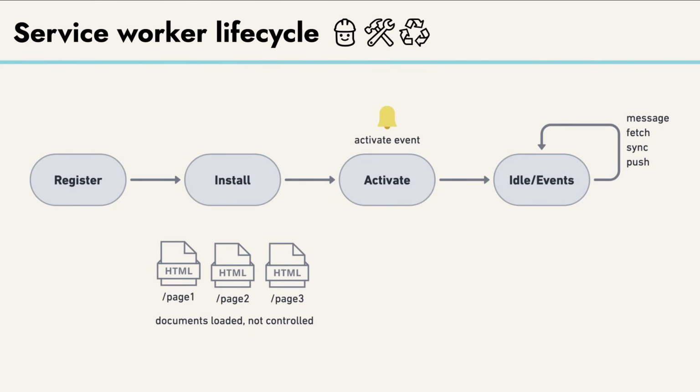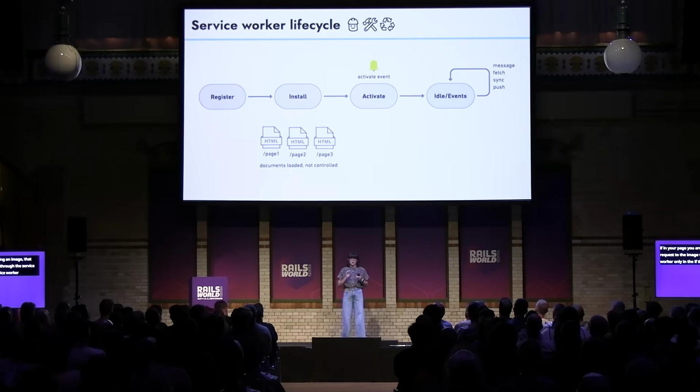And when I say control, that means that any fetch request happening within that page is going to be intercepted by the service worker. So for example, if in your page you are fetching an image, that request to the image will go through the service worker only if the service worker is controlling that page, okay? So after the service worker receives the activate event, it doesn't mean the pages that you have already opened, even the one that called register, are controlled. They are not controlled yet.